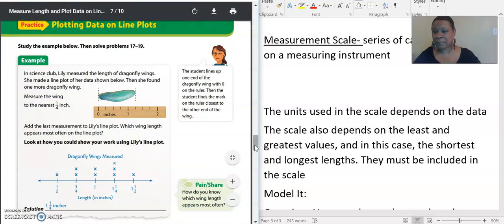In science, I'm just going to read this question. In science club, Lily measured the length of dragonfly wings, and she made a line plot of her data shown below. Then she found one more dragonfly. So measure the wing like they did here, and to the nearest 1/4. Again, they'll show you a ruler, 1, 2, 3, 4 with 4 parts, and they plot it down below. It says add the last measurement to Lily's line plot. Which wing length appears most often on the line plot? Okay, so look at how you could show your work using Lily's line plot.